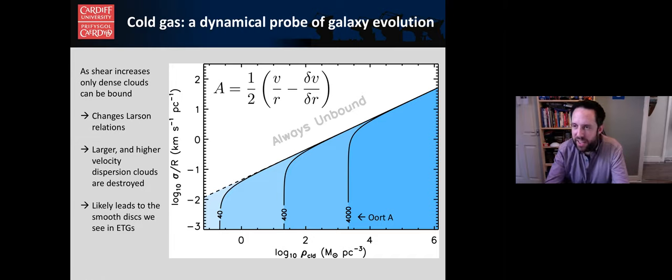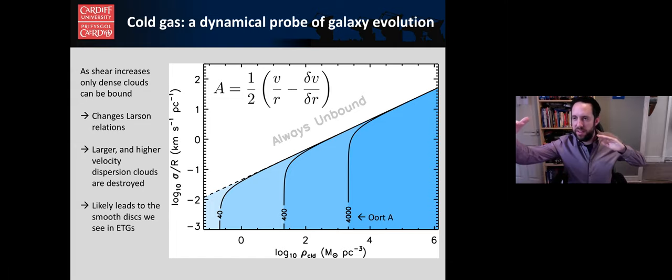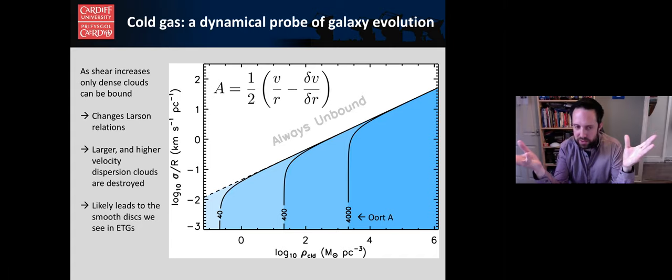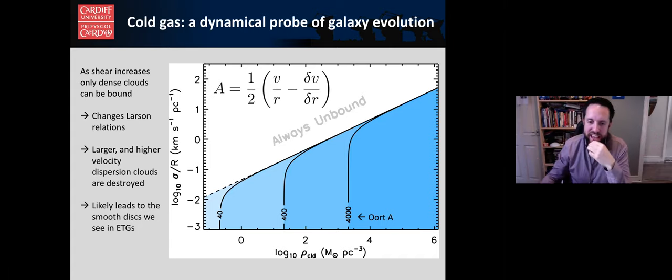As you go up in Oort A, so you get more and more shear in your rotation curve, your clouds cannot hold together. They basically exceed their Roche lobe and they shear apart. So a large cloud has to be very, very dense to survive. Or it gets ripped apart into many small clouds. And so you can see as you increasingly go up in Oort A, you require a denser and denser cloud or a smaller and smaller cloud to survive. And that's exactly what we think is going on in these systems.